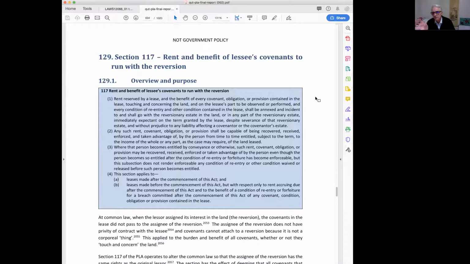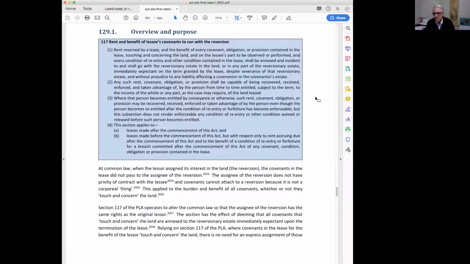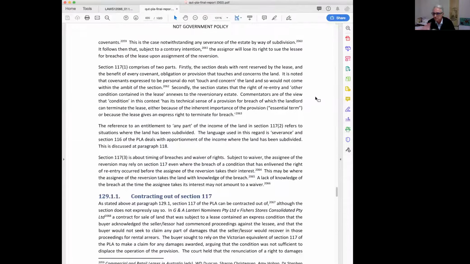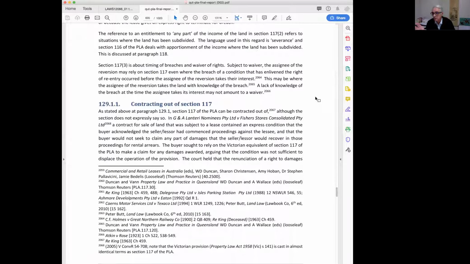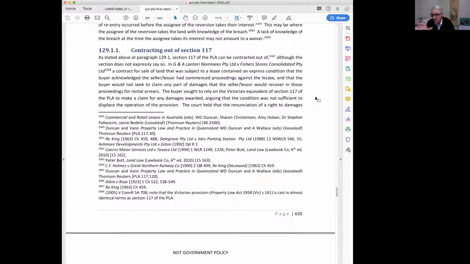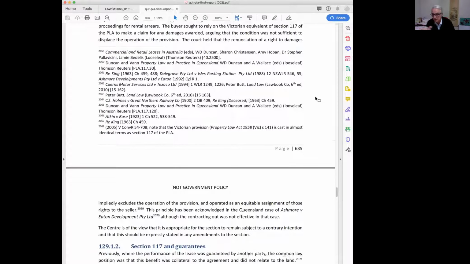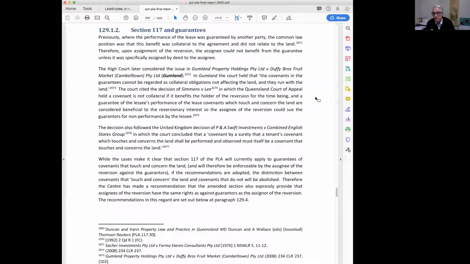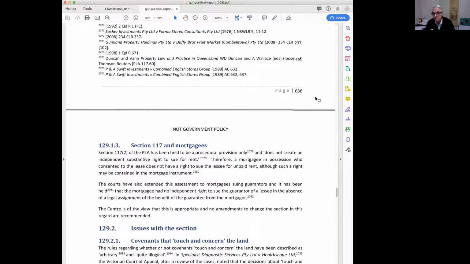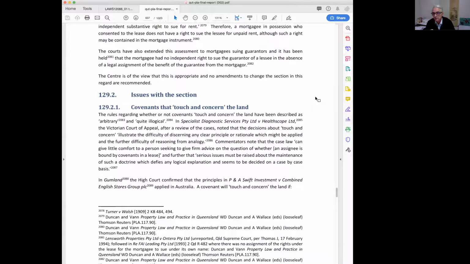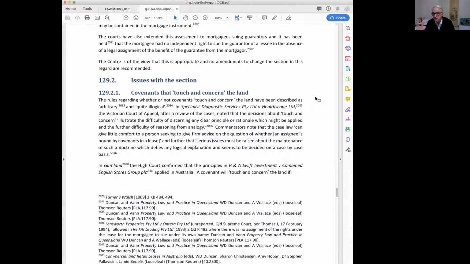But you can just note, for example, that there's a discussion of these critical sections 117 and 118. And what's interesting is it gives a bit of an overview, which is quite helpful, talks about the nature of the provisions, refers to relevant case law, up-to-date case law, which is very helpful. And then the other point is that it says there are some issues with the section.